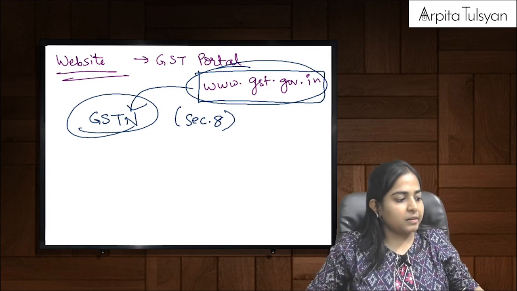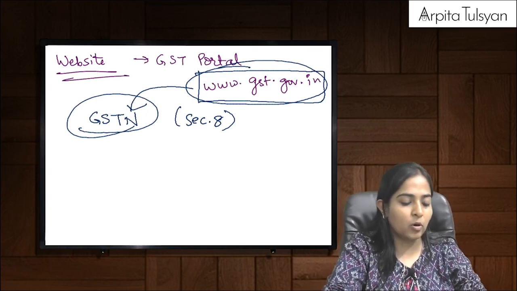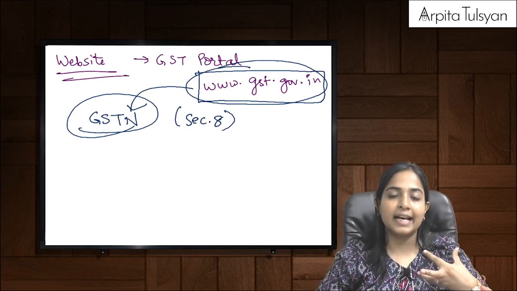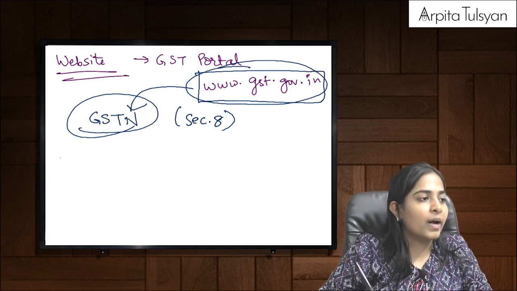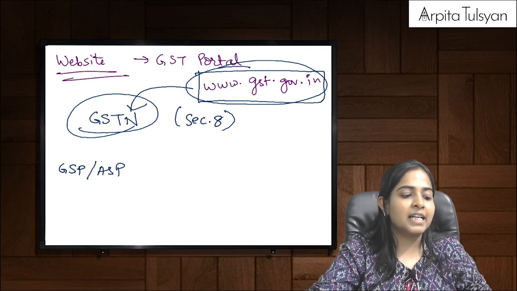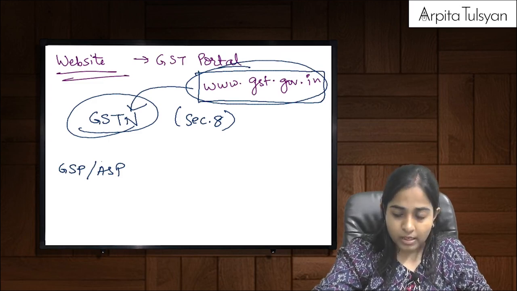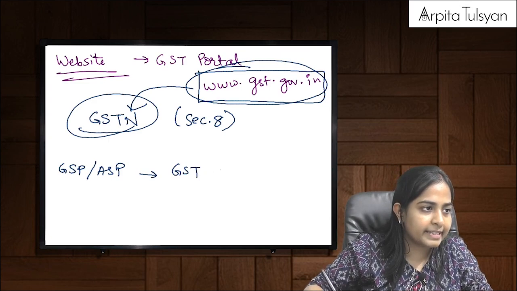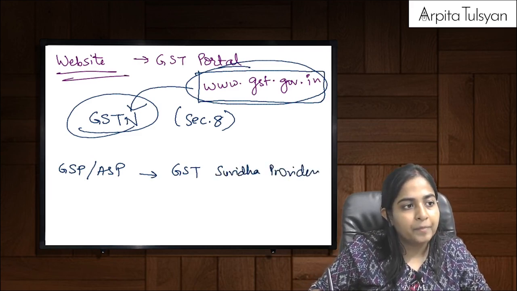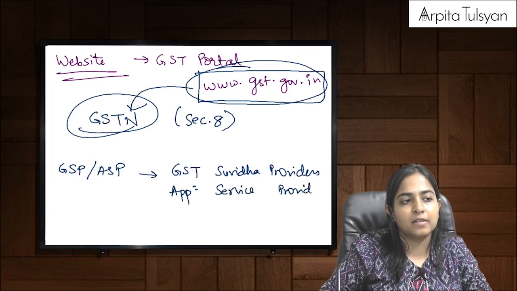Then let's go to the next one after GSTN. GSTN was your GST Network, which was managing the website gst.gov.in. That is the most common portal, basically an interface between the user, that is the taxpayers, and the government. Then going on to the next one, which talks about GSPs and ASPs. What do GSP and ASP stand for? GSP stands for GST Suvidha Providers and ASP stands for Application Service Providers. Just see the difference in the names.